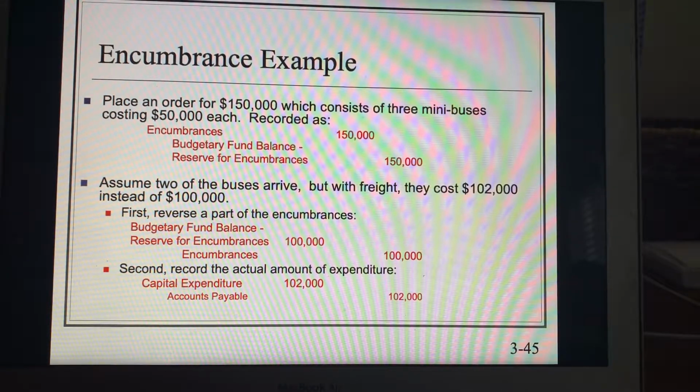So assume 2 of the buses arrive, but with freight they cost $102,000 instead of $100,000. So we first reverse the part of the encumbrance. So what we're doing is we're reversing $100,000 from the above. Second, we're recording the actual amount of expenditure. So capital expenditure $102,000, accounts payable $102,000. So this is what it's talking about. So we're reversing it, and then once we receive it, then we put it in the payable. Okay. So that was what we were talking about earlier.